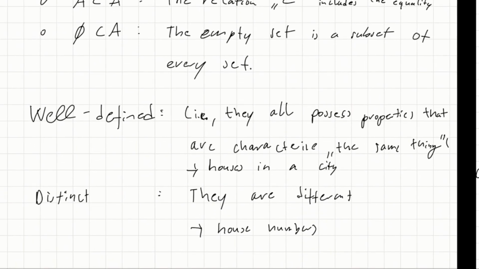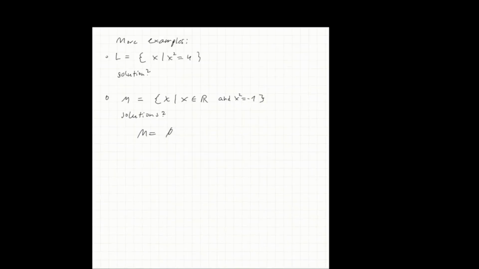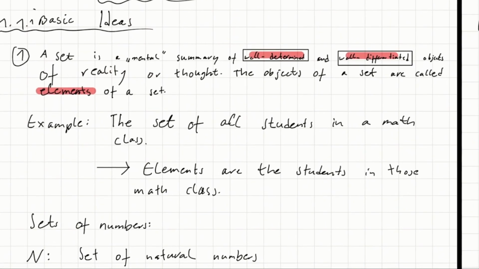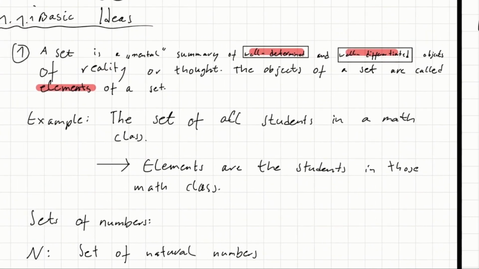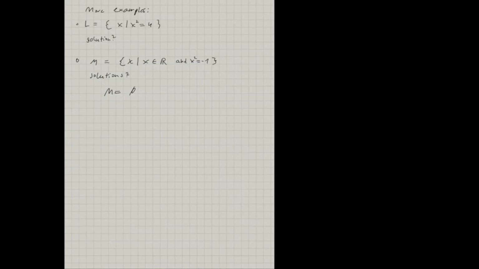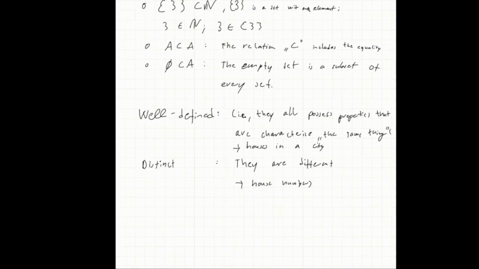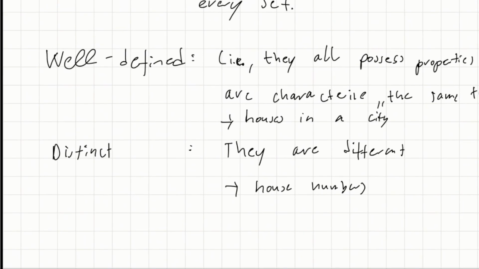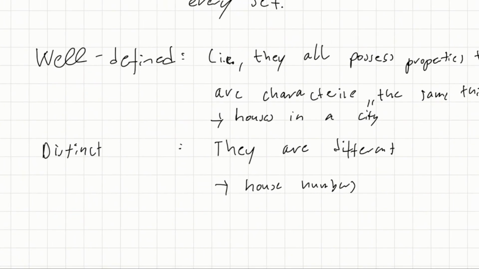Now we get to the two things I talked about in the beginning. Let's go back here. We have well determined and well differentiated. We also can say distinct. I'm actually not sure which is more correct. So well defined.